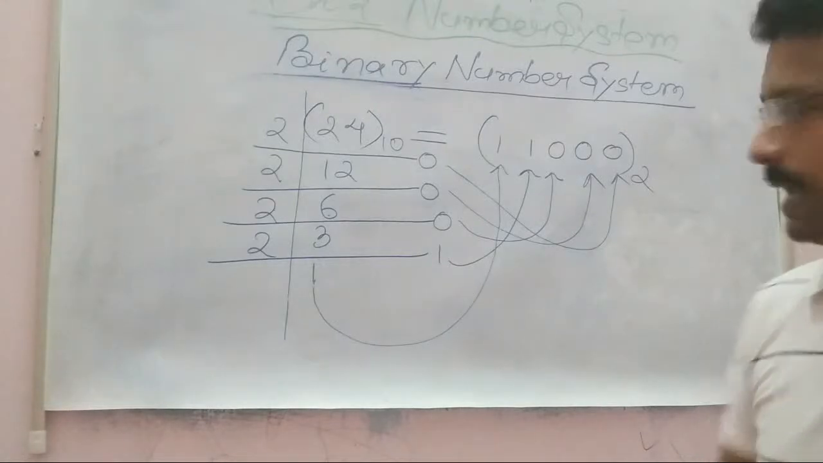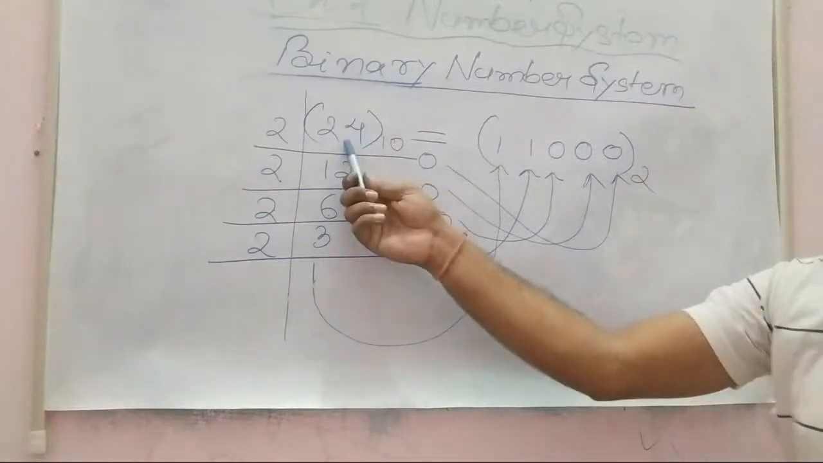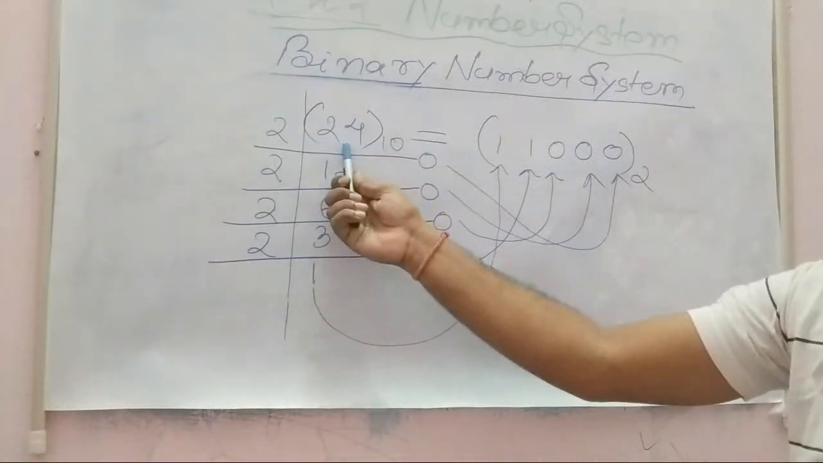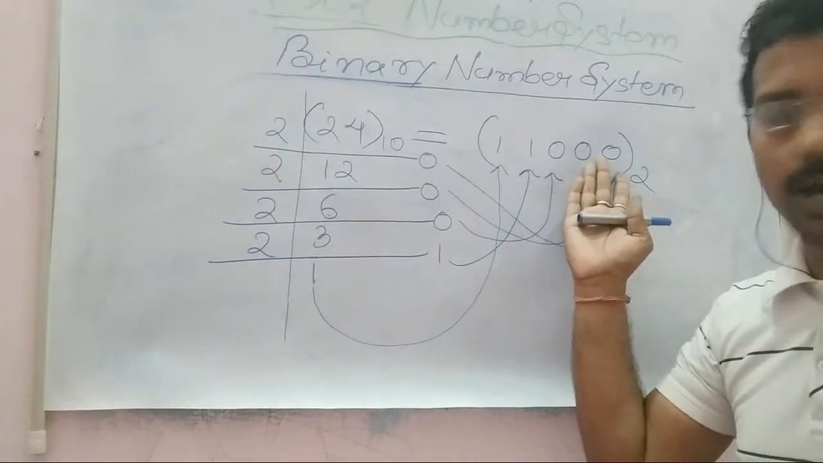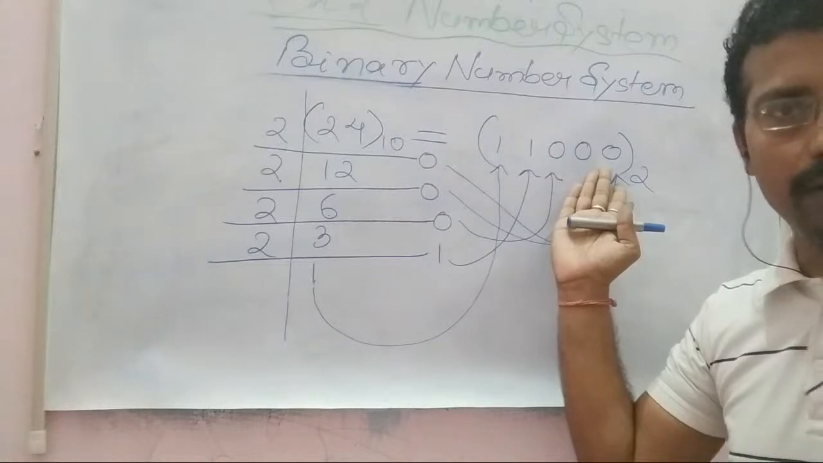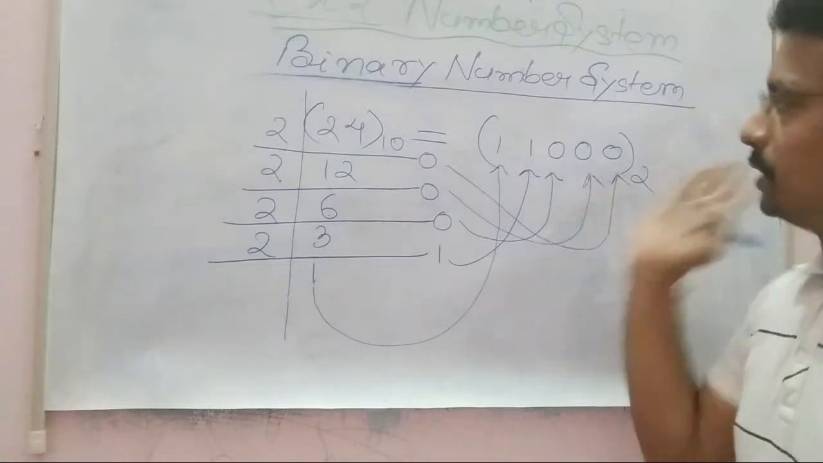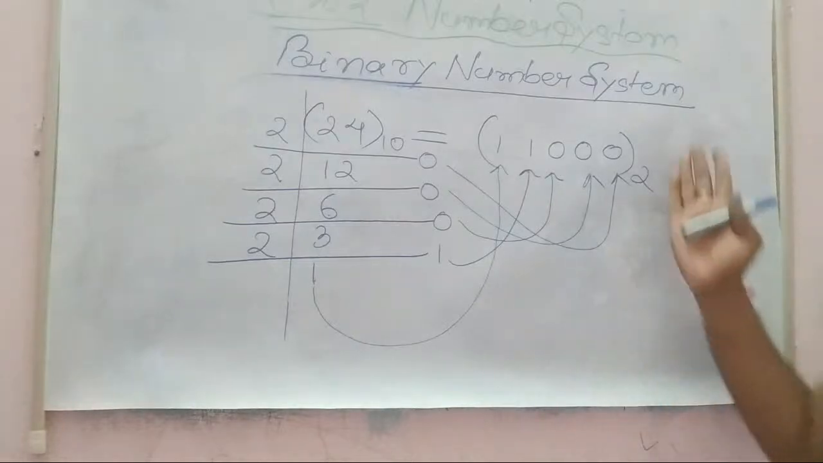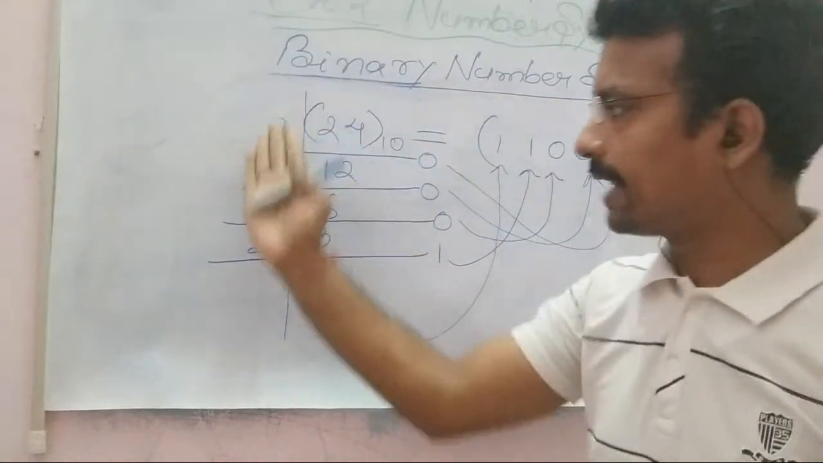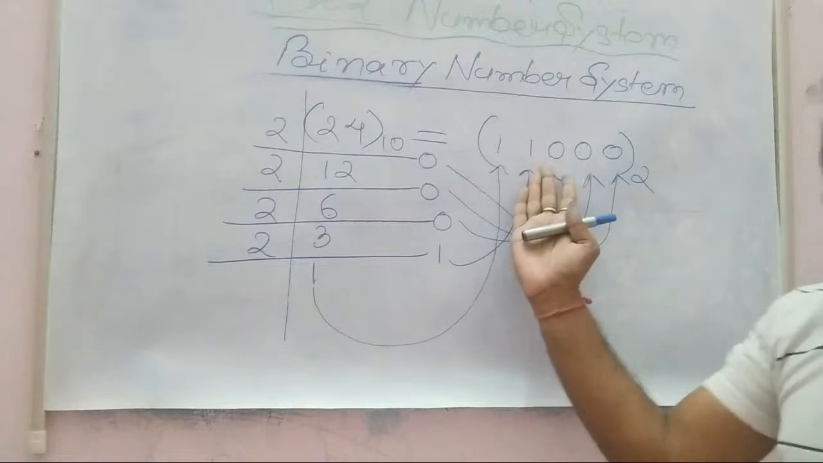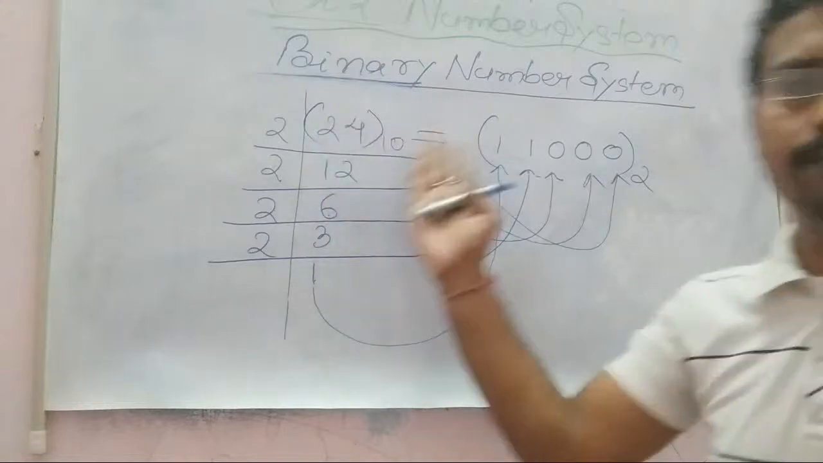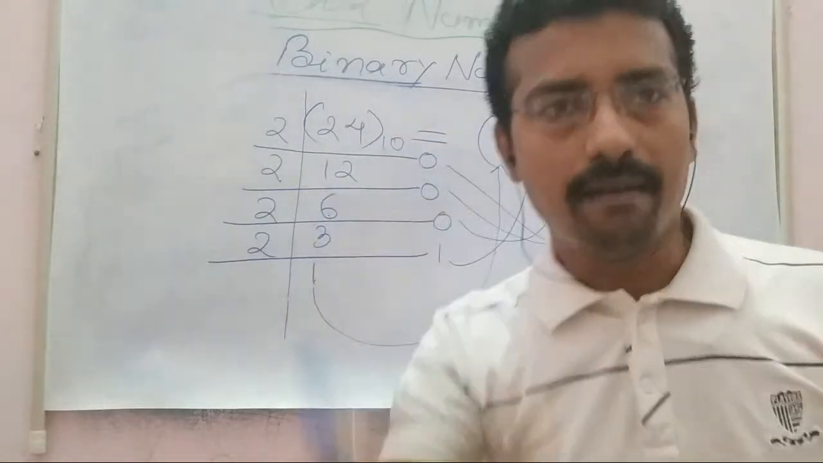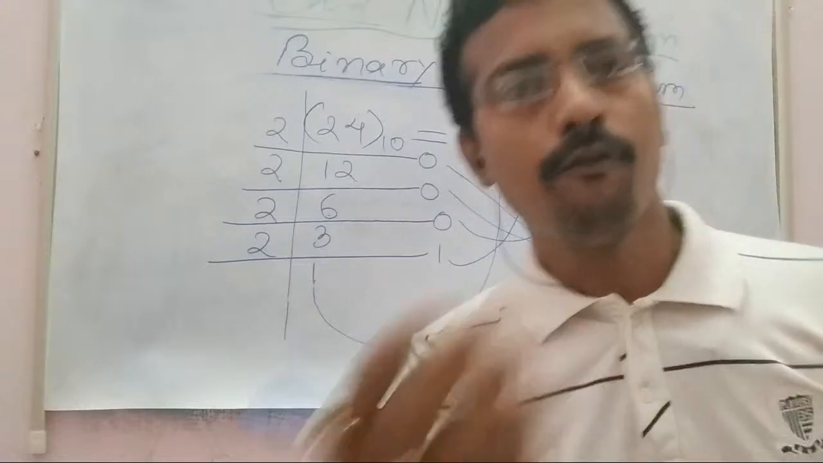Is it okay? Can you do it from your side? 24. We have taken a very small number. If you have any doubt, you can revise this particular video. Clear? So this way we can take any decimal number and convert it into binary numbers. So through this number system, we came to know a decimal number can be converted into the binary format.